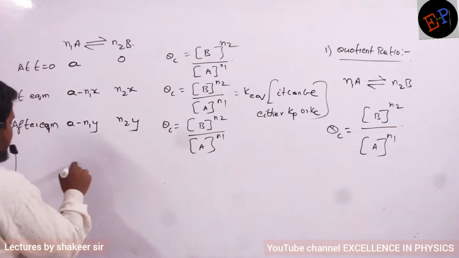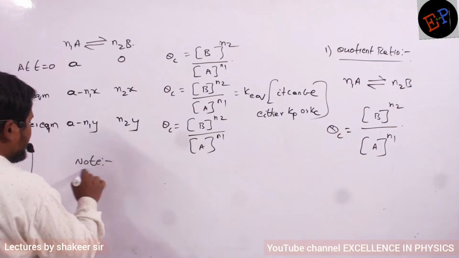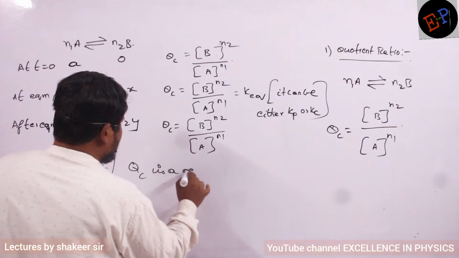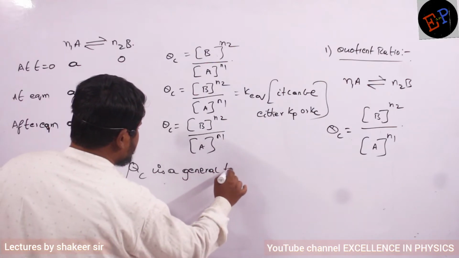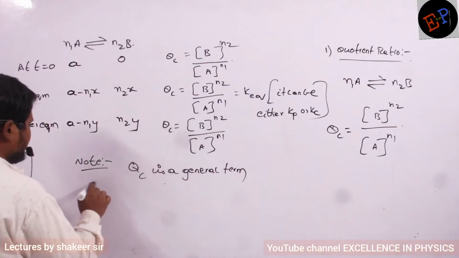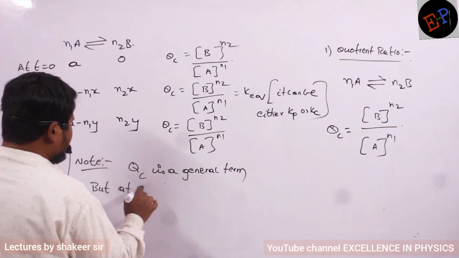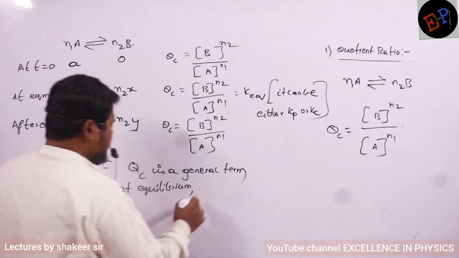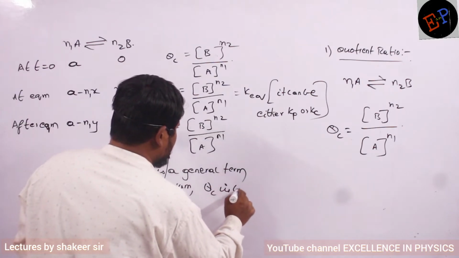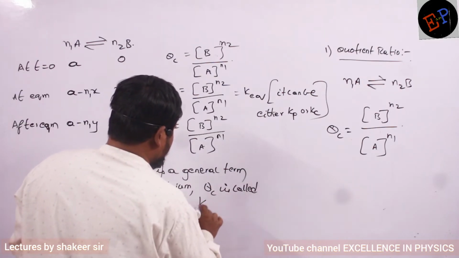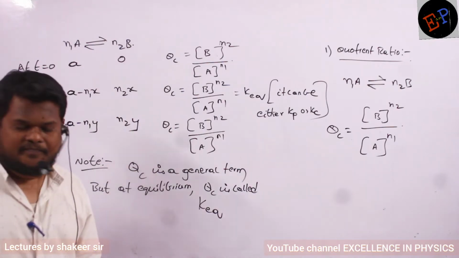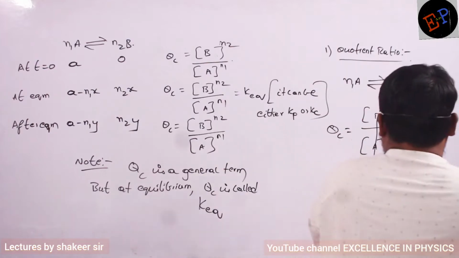So therefore, what is the note point here? We are supposed to understand. The note point is that QC is a general term. But at equilibrium, QC is called K equilibrium, the equilibrium constant. Are you able to understand what is happening? That's it.